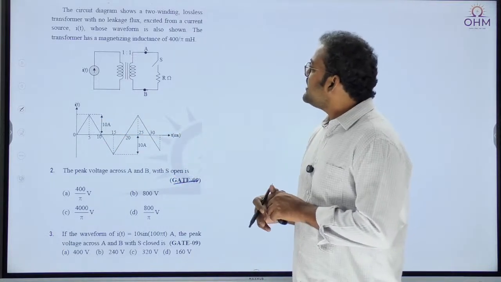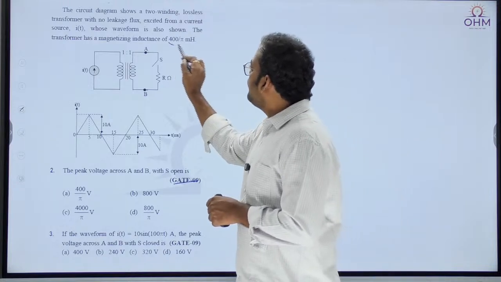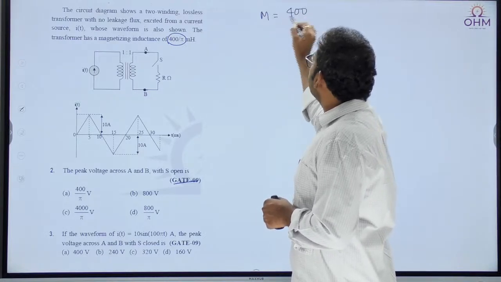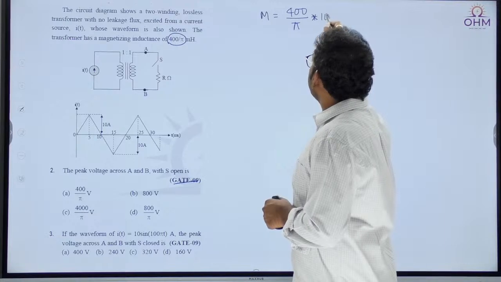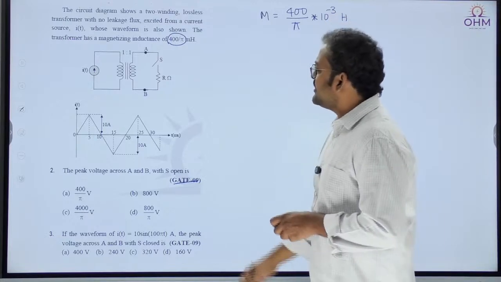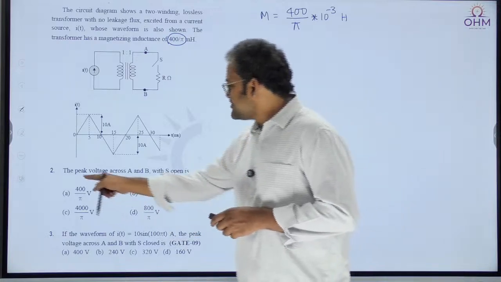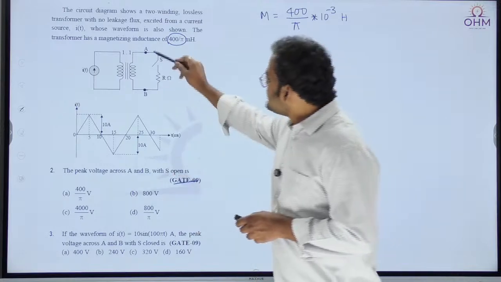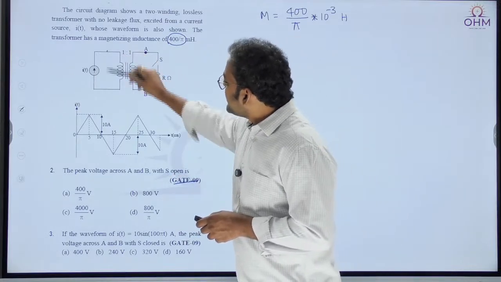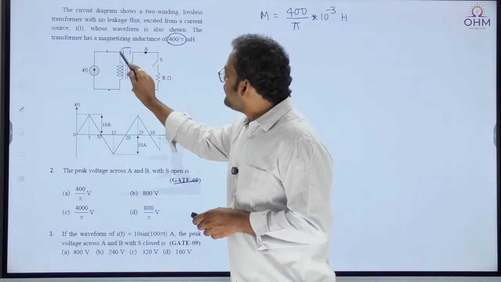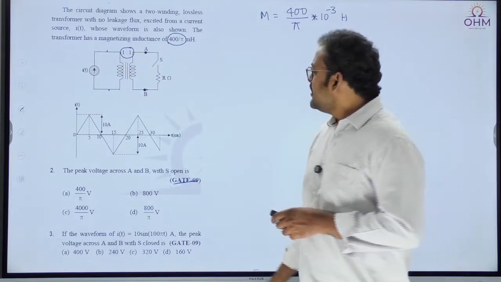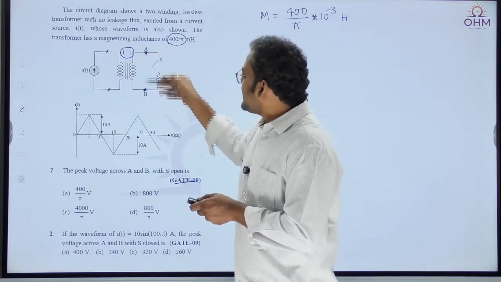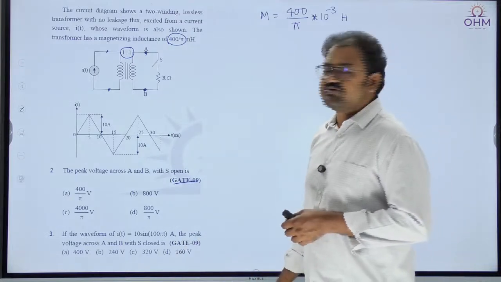The transformer has a magnetizing inductance of 400 by pi millihenry. See, magnetizing inductance was given as 400 by pi into 10 power minus 3 henries, because it is millihenry. Now what is the first question we have to answer? What is the peak voltage across A and B? See, voltage across A and B and voltage across primary both are the same. Why? Because it is a 1:1 ratio transformer. So primary voltage and secondary voltage are both the same, but you have to find the secondary voltage, which is nothing but a mutual induced EMF.